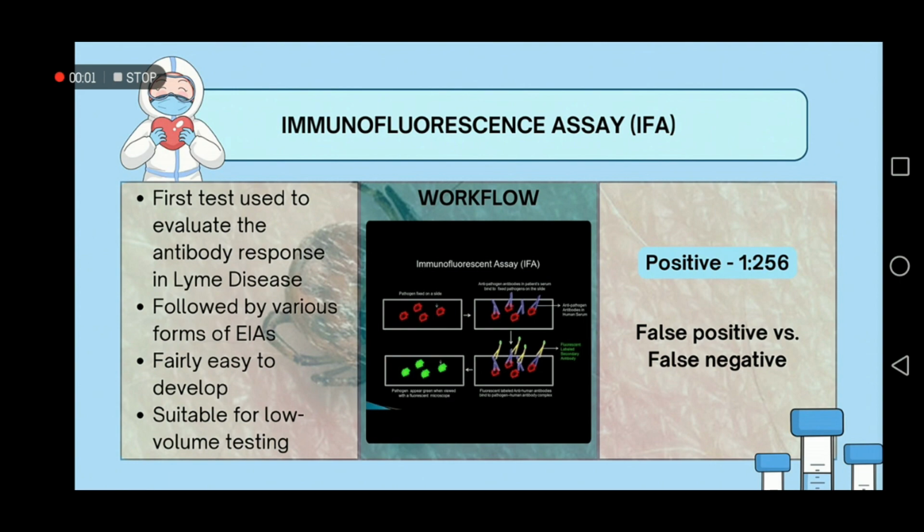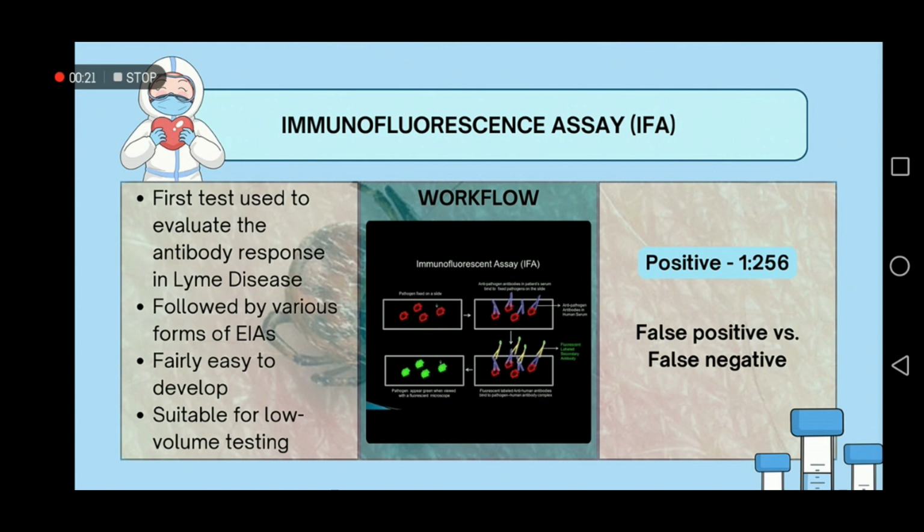The IFA was the first test used to evaluate the antibody response in Lyme disease, followed by various forms of EIAs shortly thereafter. The IFA assay is fairly easy to develop, which is why it is usually the first assay on the market in many infectious disease arenas.